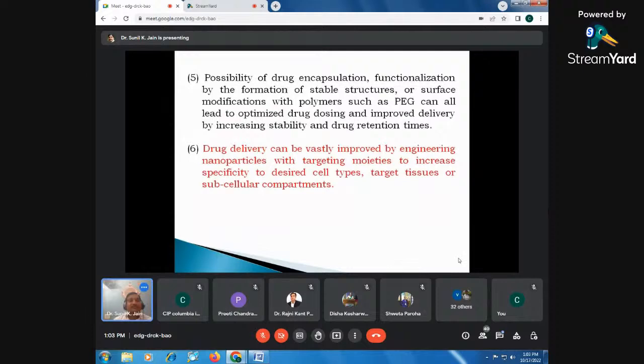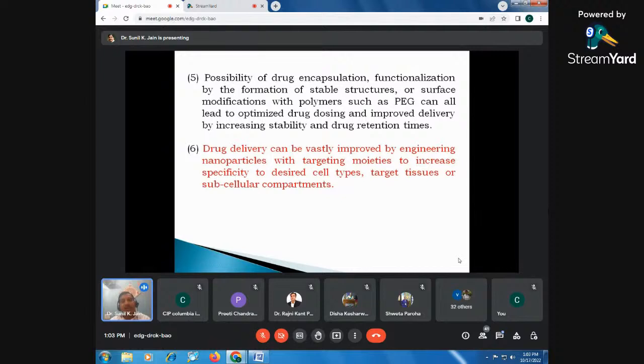Next point is the possibility of drug encapsulation and functionalization by the formation of stable structures, or surface modifications with polymers such as PEG, which can all lead to optimized drug dosing and improved delivery by increasing stability and drug retention times. It is possible with nanoparticles that we can encapsulate a variety of drugs, meaning we can incorporate hydrophilic drugs and hydrophobic drugs, and surface modifications are possible with certain polymers. So this causes increased stability and drug retention time in our body.